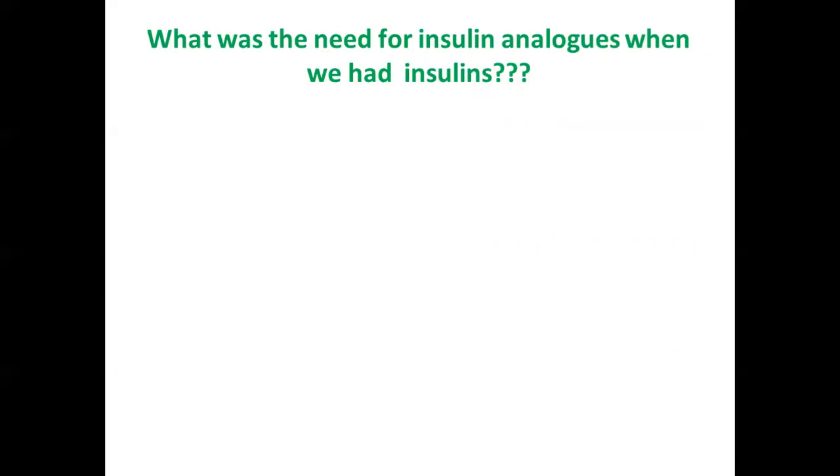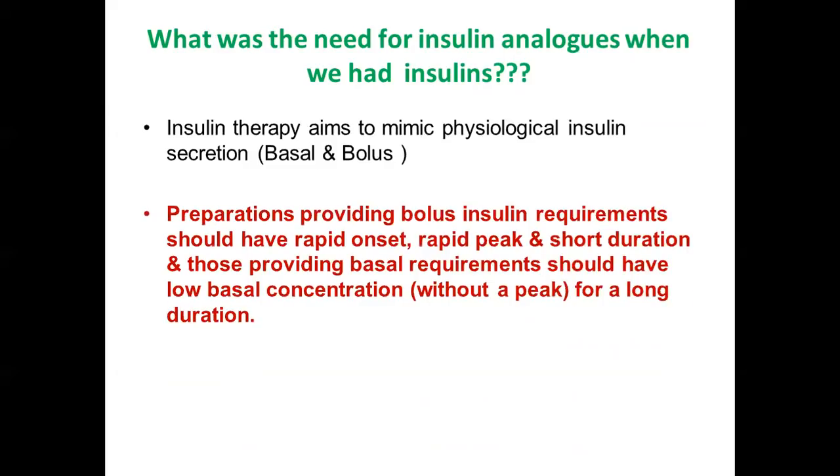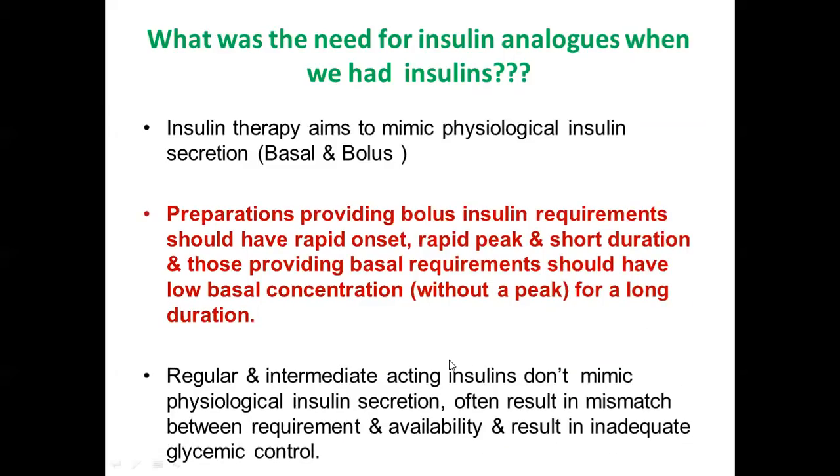I have already explained this throughout. This is mainly because the regular and the intermediate insulins do not mimic the physiological insulin secretion and often result in a mismatch between the requirement and the availability, and hence result in inadequate glycemic control. I have already described what a basal secretion and a bolus should be like. The bolus should have a rapid onset, rapid peak, and short duration of action, whereas the basal insulin should have a low basal concentration without a peak and should act for the whole day, for a long duration. This is not being met by the regular and the intermediate insulins respectively.